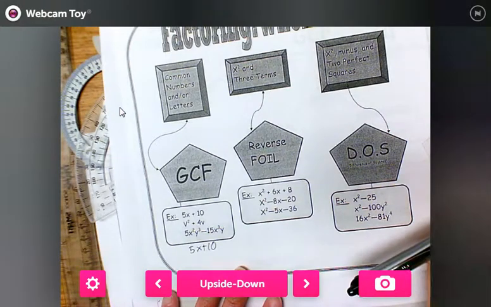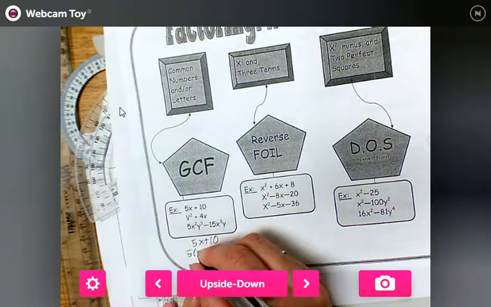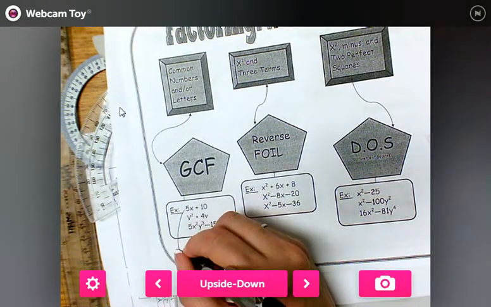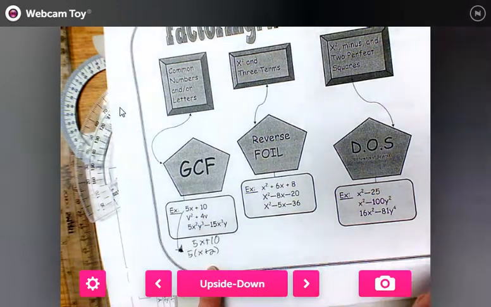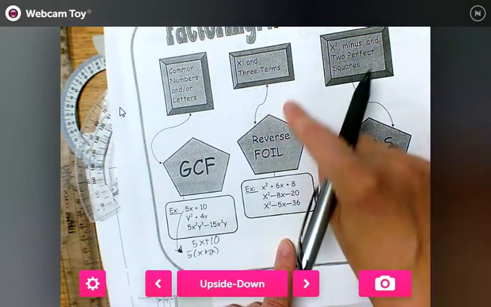Okay. This is when we take out the greatest common factor. We take out a 5 and we're left with x plus 2. Okay? That's what we're calling for the greatest common factor. Take out the number or the letter that they have in common. Okay? If x squared and there are 3 terms, we do reverse foiling.